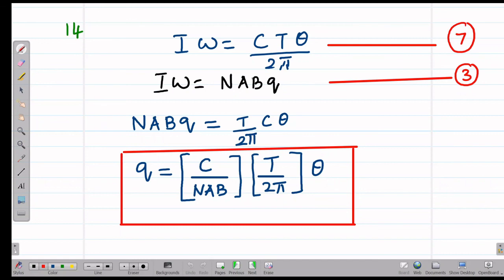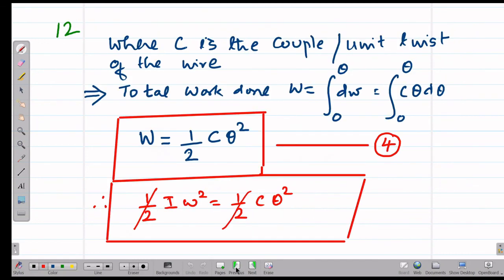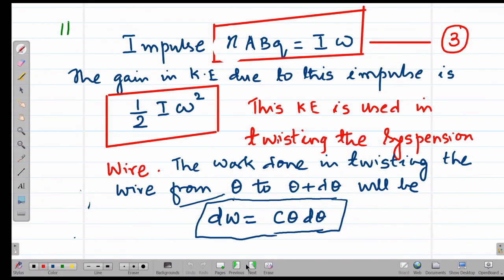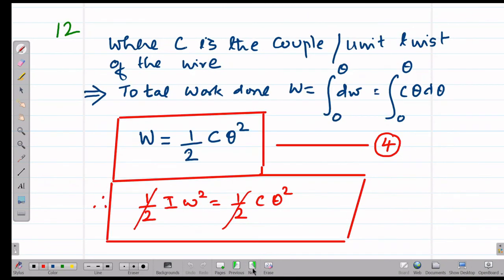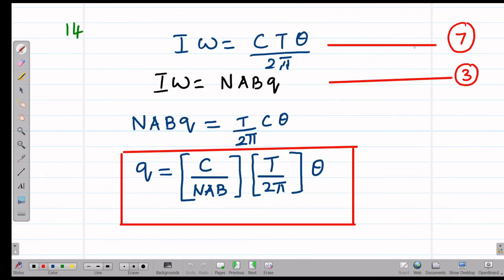If you remember, if you go back to the first page, we had already derived NABQ is equal to I omega. So if you compare equation 3 with what we got now, equation 7, I omega is equal to C theta T by 2 pi, and I omega is also equal to NABQ. Equating the two, we get NABQ is equal to T by 2 pi times C theta. From this, we get the charge. So now we know the charge that passes through the galvanometer is given by this formula.